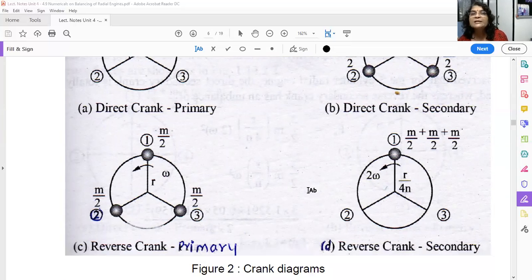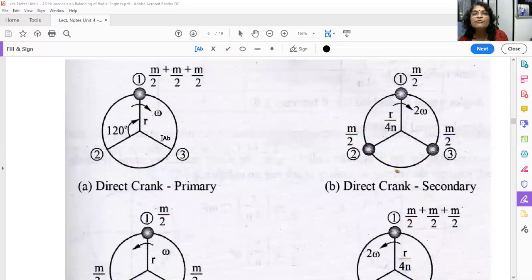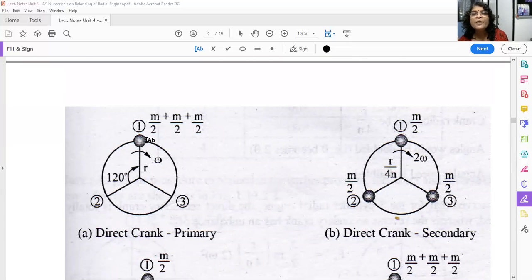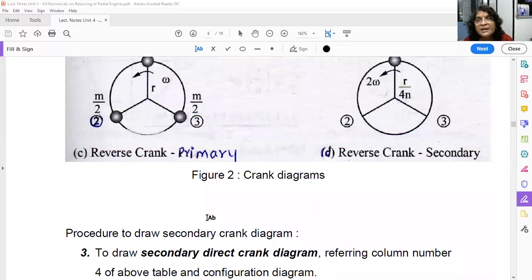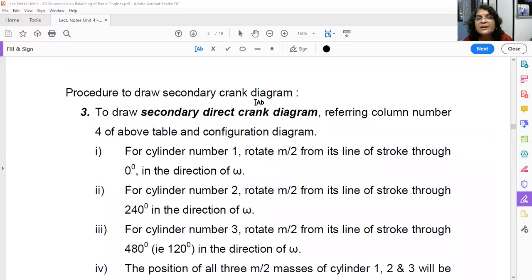Now let us analyze one by one. Let us first find out how much unbalanced force is present at the direct primary crank. So what do we see by observation? All the m by 2 masses, all three, are gathered here. So what is your primary force magnitude? Mr omega square, Mr omega square cos theta basically, but we consider only the maximum magnitude. So let us find out now. This procedure I have written so that you can understand: procedure to draw the secondary crank diagram.